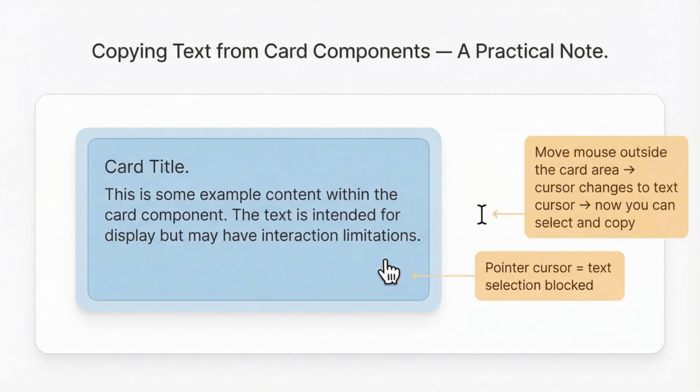The workaround is simple. Move your mouse outside the card area first, then click and drag your selection back into the card content. This lets you bypass the pointer cursor restriction and copy the text normally. It's a small trick, but useful when you're trying to reference content from live websites.